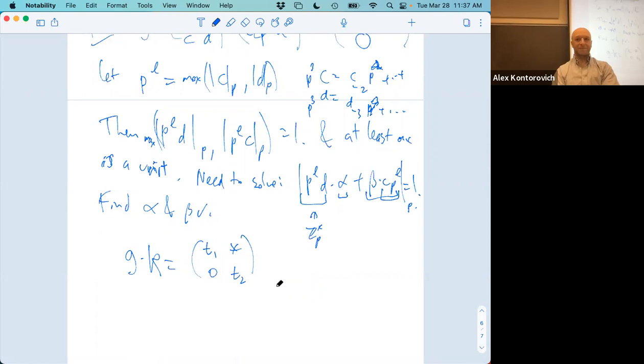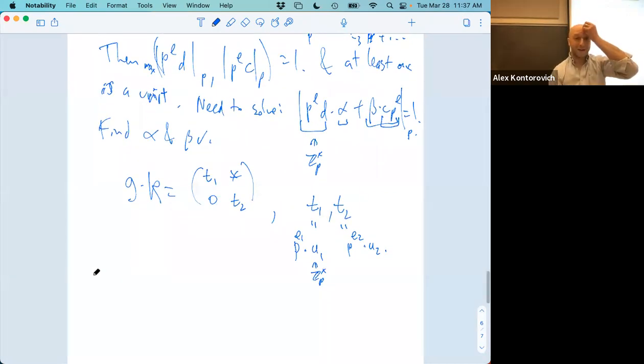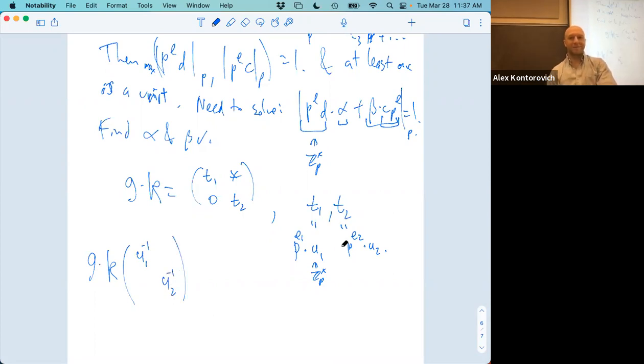Now T1, wherever it is, is equal to P to some power times a unit. This is in Z_P cross. And same thing with T2: P to some other power times a unit. So I can write G times K times, let me invert the units, U1 inverse, U2 inverse, times P to the minus E1 times P to the minus E2.